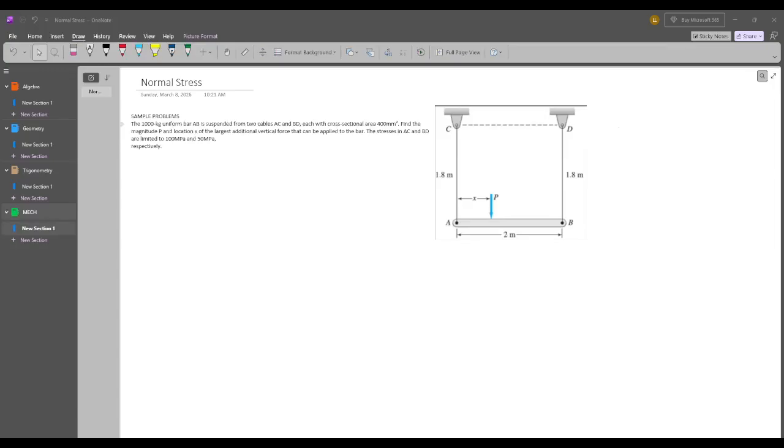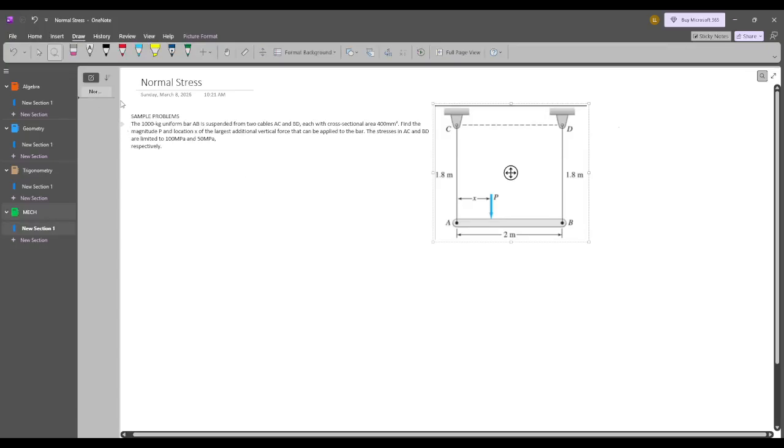Hey guys, it's me again with a new normal stress problem. Let's go and analyze. It says here we have a 1,000 kilogram uniform bar, AB, which is being held by two cables, AC and BD. Each of these cables has the same area, which is 400 millimeters squared. We need to find the magnitude of P and also the location of X.